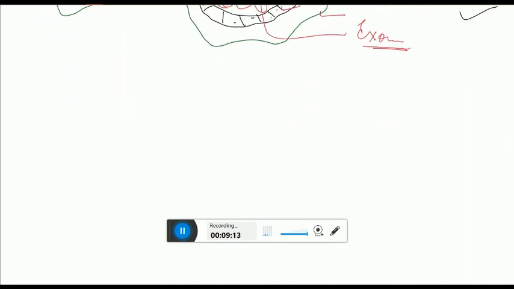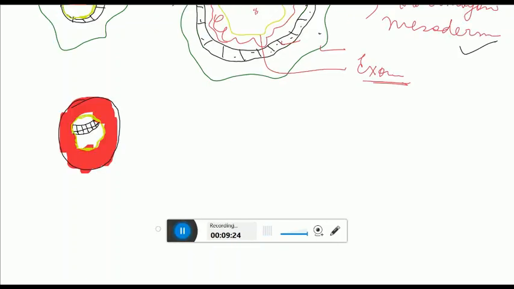Now we will see the formation of extra embryonic coelom, that is mesodermal cavity, and then extra embryonic endoderm, and then we will move towards the formation of embryo. See, this is our section. See what will happen. A cavity will start generating in this mesodermal cell.